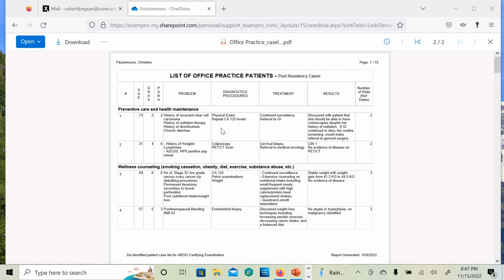And then on your exam, what particular structures are you looking at that might be involved in prolapse?